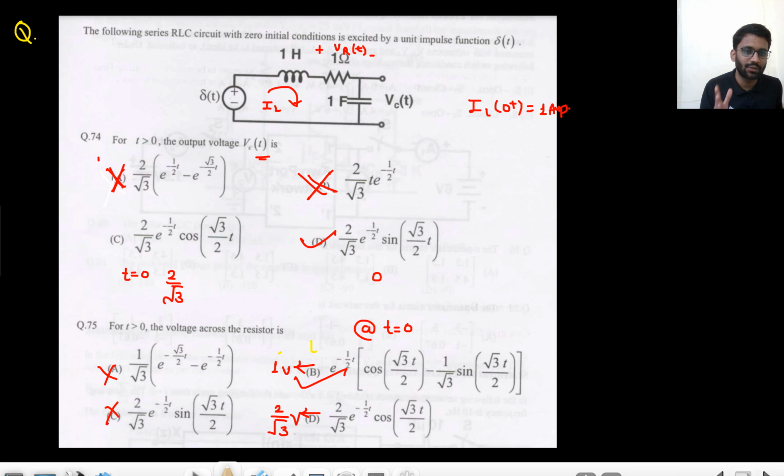If there is no sinusoid and cosinusoid in options A and C, then A and C are cut. Now B and D are remaining. If I put t equals 0, only in option B I am getting 1 volt. That means that is the correct answer. That's it. Hardly it will take 2 minutes to solve these kinds of questions. But if you go by Laplace, it will take you around 10 to 15 minutes.